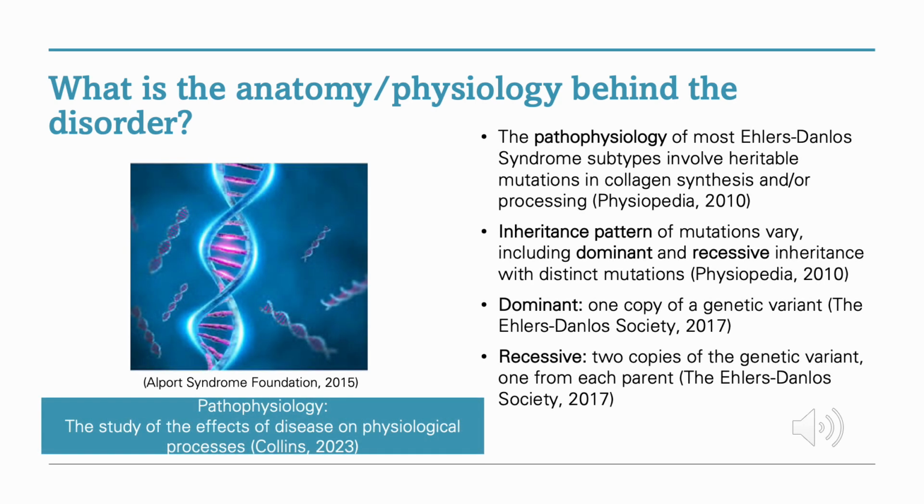Pathophysiology is defined as the study of effects of diseases on physiological processes. The pathophysiology of most EDS subtypes involves heritable mutation in collagen synthesis and processing. EDS is inherited and can be passed down from parent to child. Inheritance pattern of mutations vary, but include dominant and recessive inheritance with distinct mutation. In a dominant inheritance pattern, one copy of a genetic variant is needed to inherit the condition. In a recessive inheritance pattern, 2 copies of the genetic variant, one from each parent, is needed to have the condition.